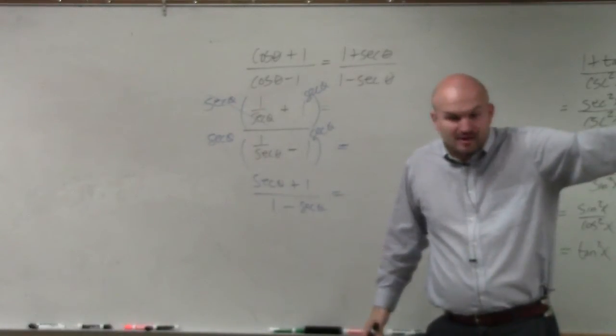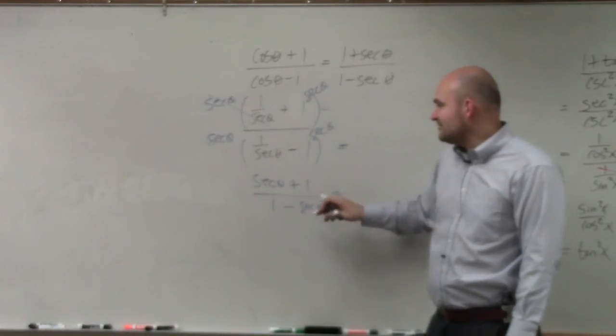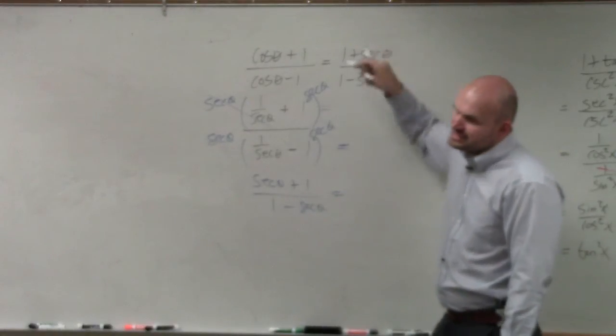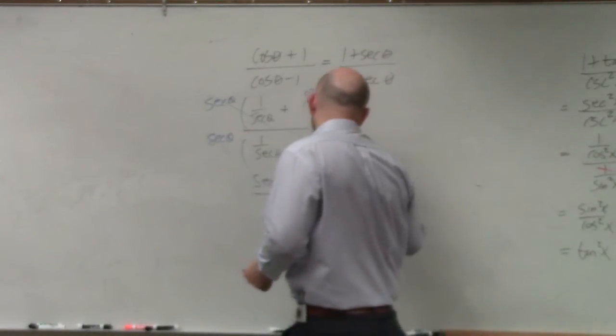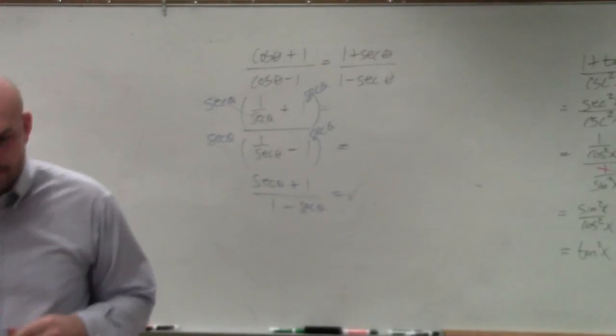What was your common denominator there? X plus 1, x minus 1. This is an easy common denominator. Multiply everything by that. You get secant of theta plus 1, 1 minus secant of theta, which is exactly the same thing you have over here. Done. Okay?